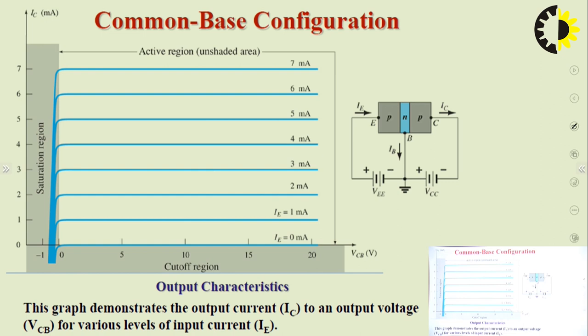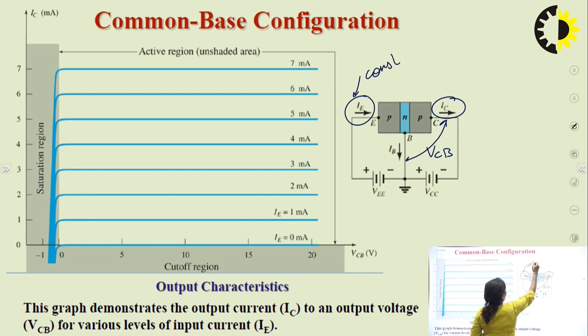Coming to the output characteristics of the transistor in the common base configuration. In the output characteristic, the graph is between the output voltage, that is VCB, and the output current IC, keeping the input current constant. Basically, the BJT is a current control device. Current control device means the output current is controlled by the input current.